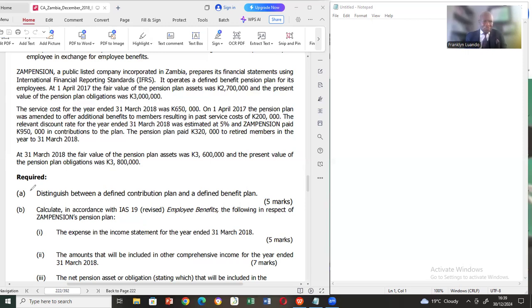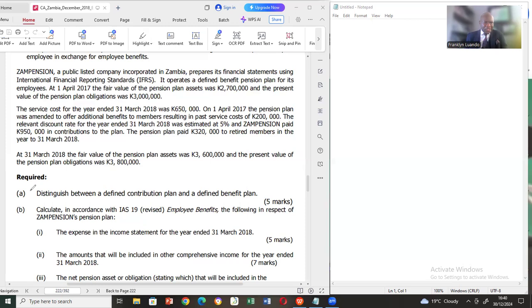The service cost for the year ended 31 March 2018 was 650. So this 650 is a current service cost, which is also part of the obligation. On 1 April 2017, the pension plan was amended to offer additional benefits to members, resulting in past service cost of 200. This is what we call the past service cost, which is also an obligation.